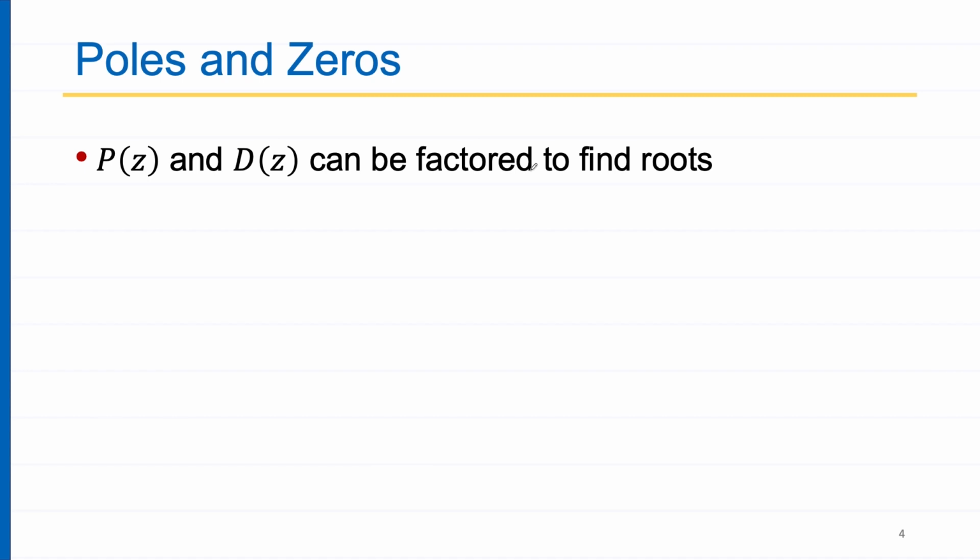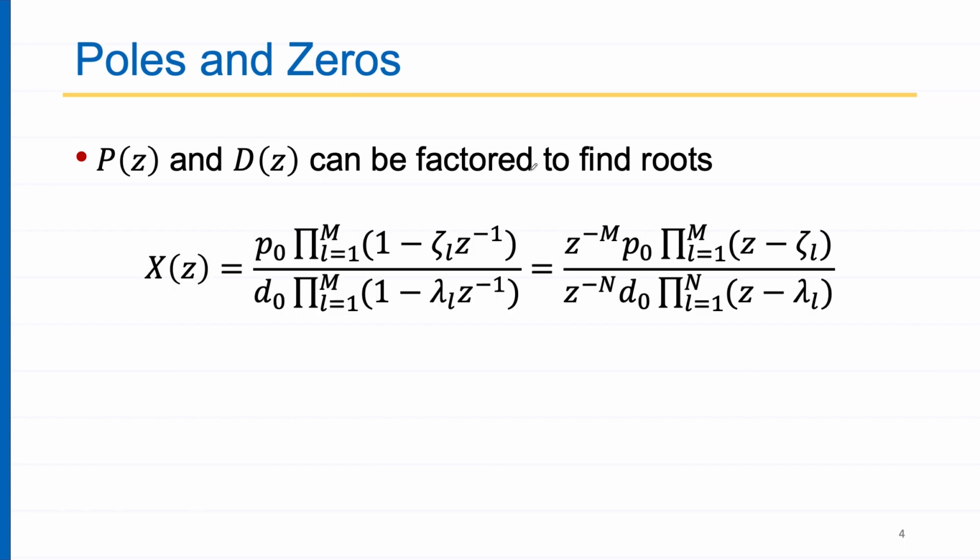Now this brings us to a discussion on poles and zeros. Our numerator P(z) and the denominator D(z) can be factored. Remember, these are polynomials, so I can factor them to find their roots. So P(z) can be written as the product of z minus the roots of the polynomial, let us call them zeta L, where L goes from 1 to some capital M, and the denominator is the product of z minus lambda L, where the lambda L's are the roots of the denominator polynomial.